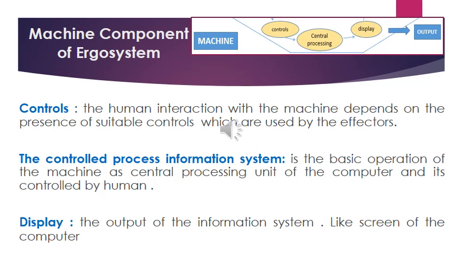The control process information system, which is central processing, is the basic operation of the machine, like the central processing unit of the computer, and is controlled by the human. And display is the output of the information system, like the screen of the computer. The output of a particular ergo system may be the input to another connected work system or vice versa.